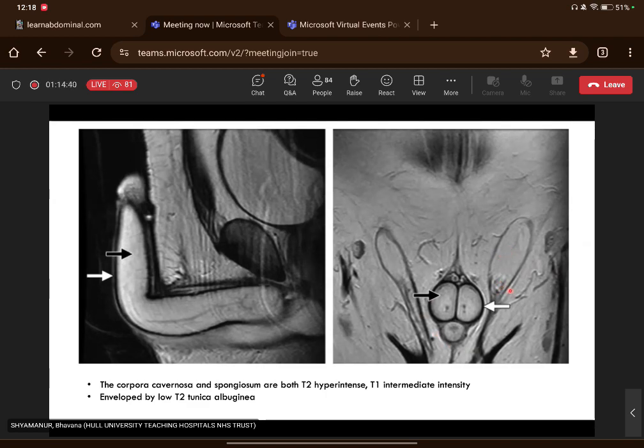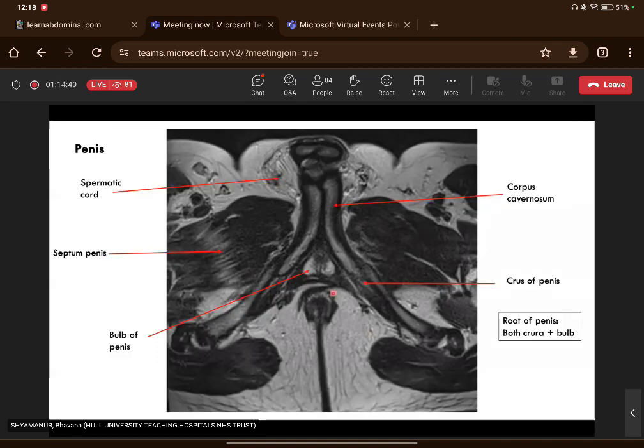Just another few more structures you can see here. So spermatic cord, and also remember inguinal nodes. I mean, they can really give you any structure as long as it's identifiable. So here's another axial section that shows the root of the penis really well. And as a reminder, by root, we mean both crura and the bulb.